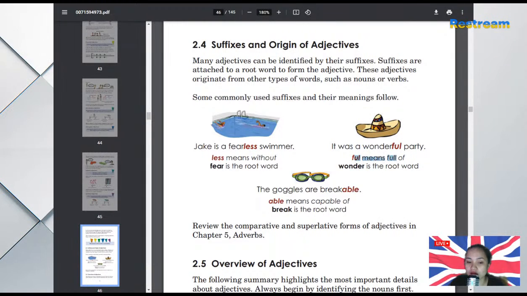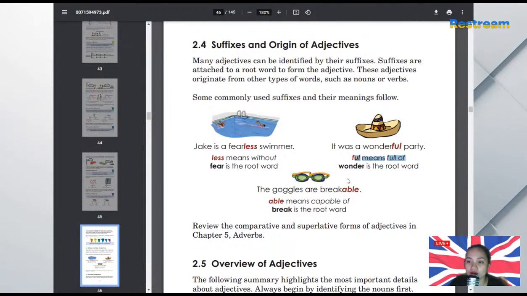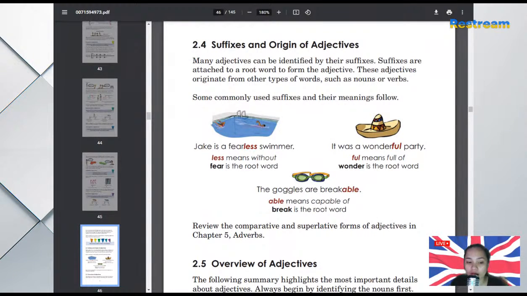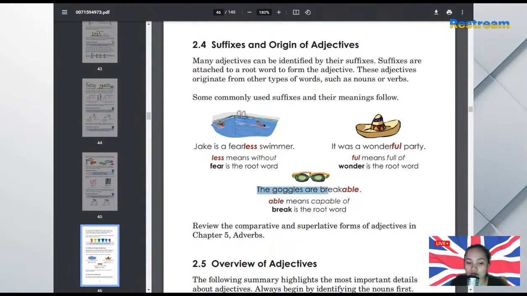So it means it's full of what? Full of wonder. Okay, since we have the word wonderful, the wonder is the simple word or the root word of wonderful. Okay, while the goggles are breakable. So this is our third example.